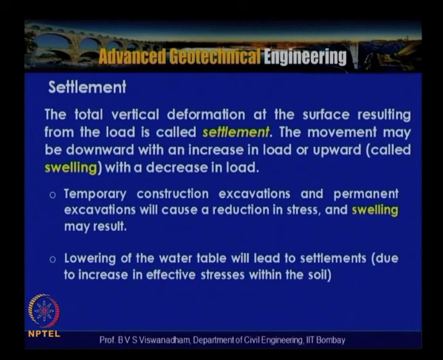Temporary construction excavations and permanent excavations will cause a reduction in stress, and swelling may result. Lowering of the water table will lead to settlements due to an increase in the effective stress within the soil. So in this slide, what we are trying to determine is the settlement. The total vertical deformation at the surface resulting from the load is called settlement, and the movement may be downward with an increase in load or upward with a decrease in the load. Excavations, because of the removal of material, cause a reduction in stress and swelling may result. The lowering of the water table will lead to settlements due to an increase in the effective stress within the soil.